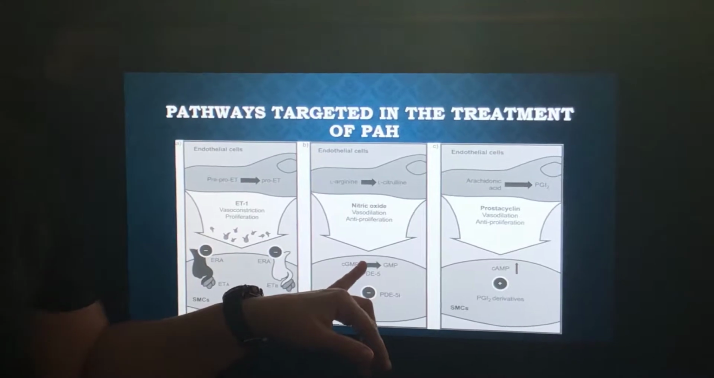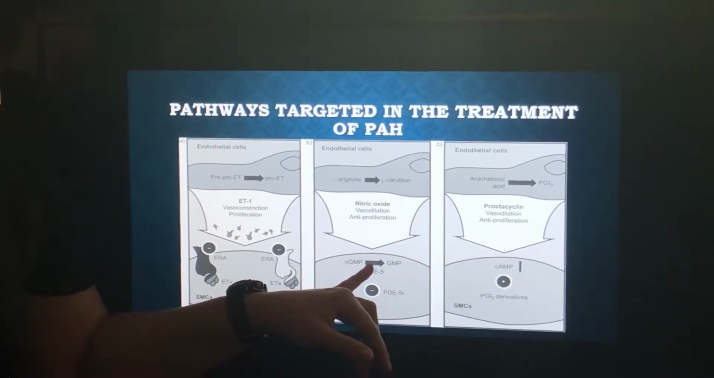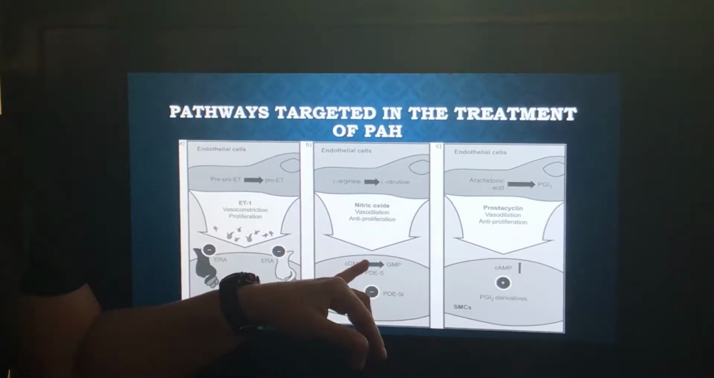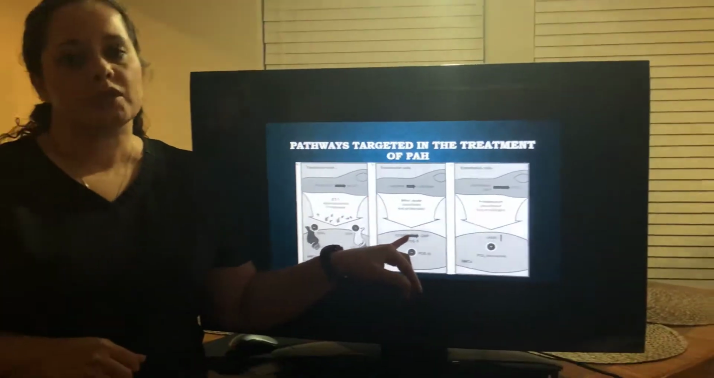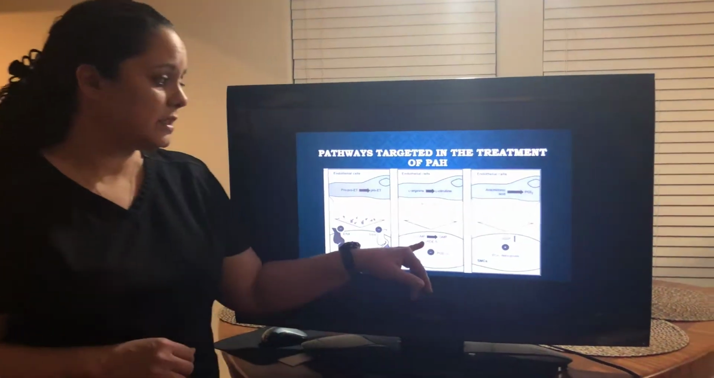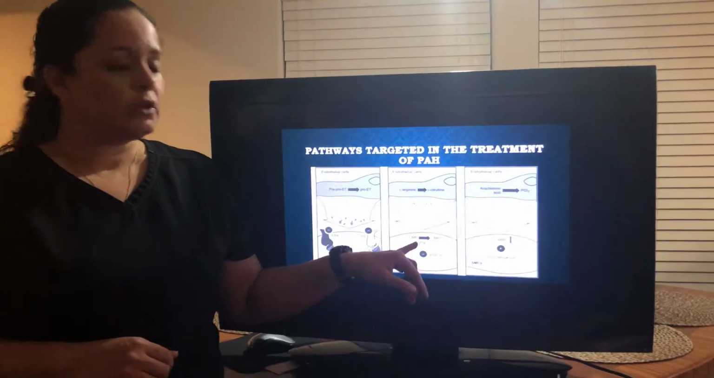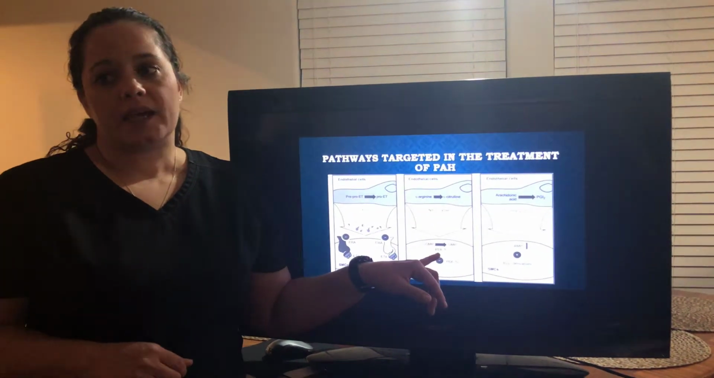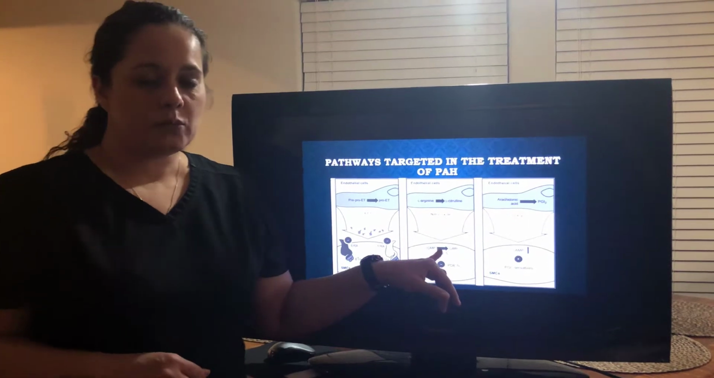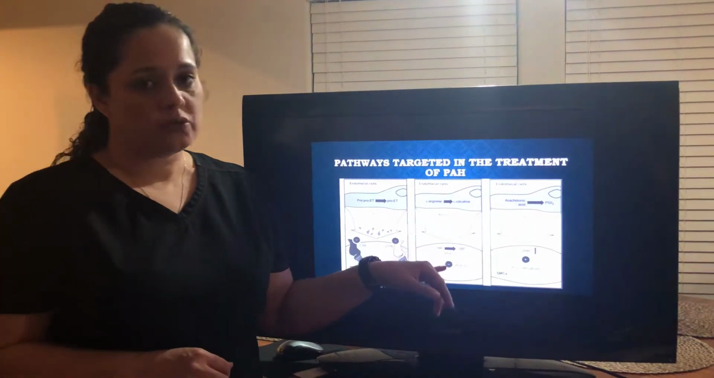And nitric oxide release helps with the relaxation of smooth muscles, which helps to dilate the vessel and inhibits cell proliferation. So these medications target to increase the production of cyclic guanosine monophosphate, which helps to produce nitric oxide.